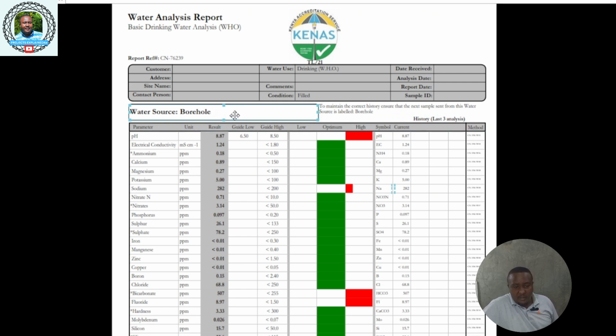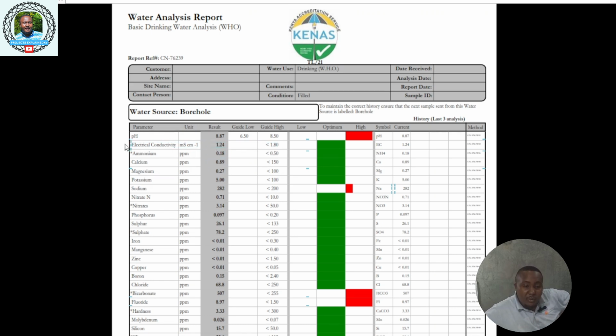Now in this water quality analysis, anything that is in red is above the required guide low or guide high. So like the pH, the guide high is 8.5 and the guide low is 6.4. But the result for this borehole, the pH was 8.87, so it is higher.